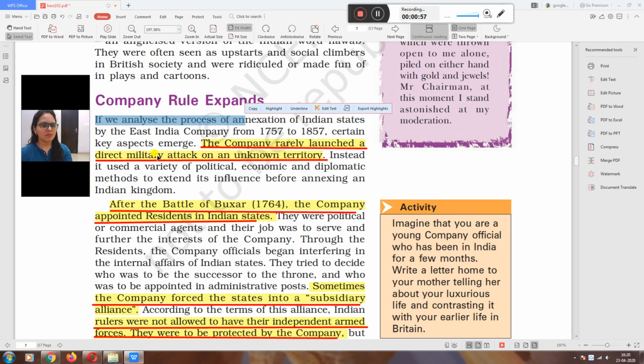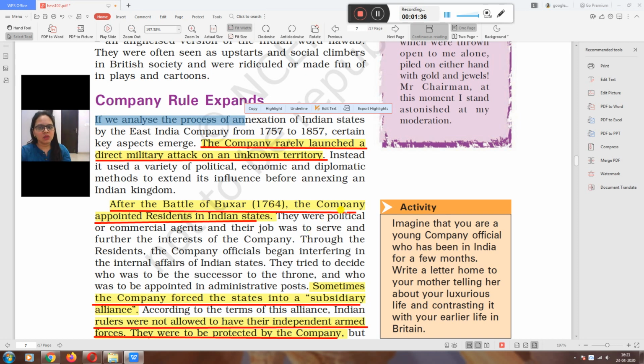Certain key aspects emerge. The company rarely launched a direct military attack. They don't want to attack directly. They use political, economic and diplomatic methods to extend their influence before the annexation of an Indian kingdom. They don't want war and they don't want to fight with the rulers of India directly. They use different methods like Sam, Dam, Dand, Bhed, so that they can annex other territories into their territories.